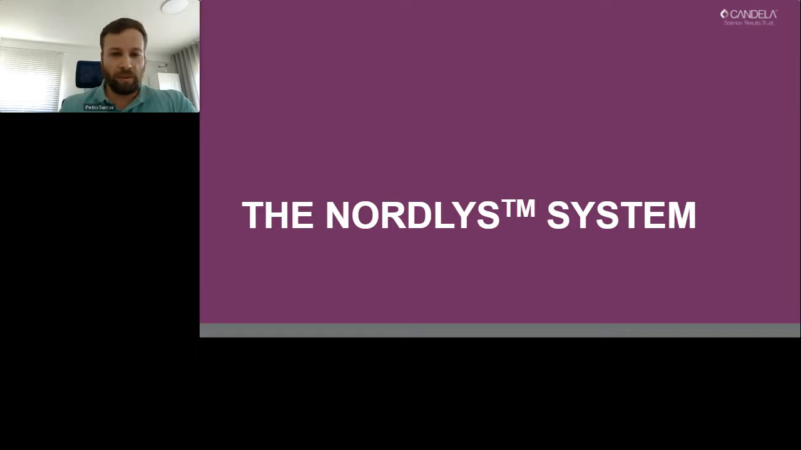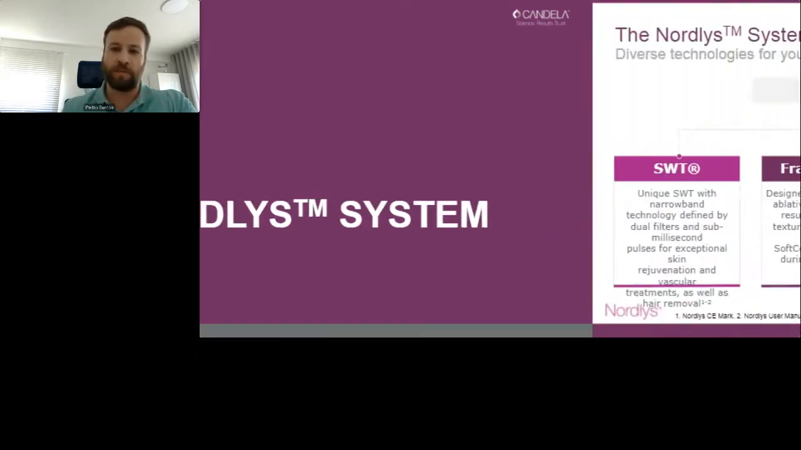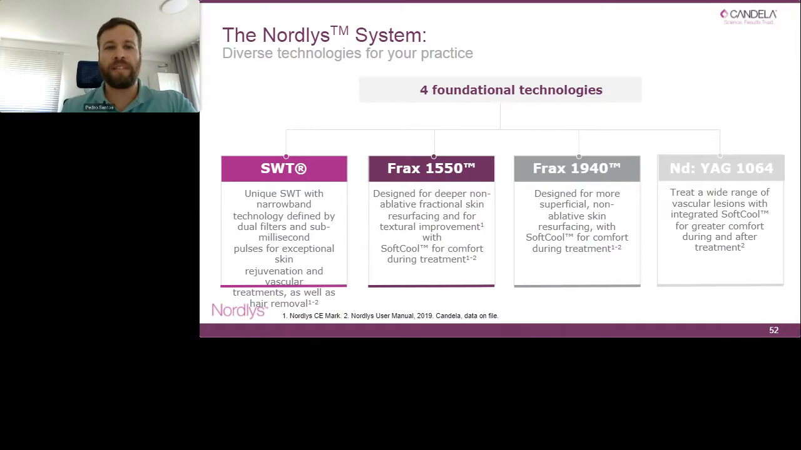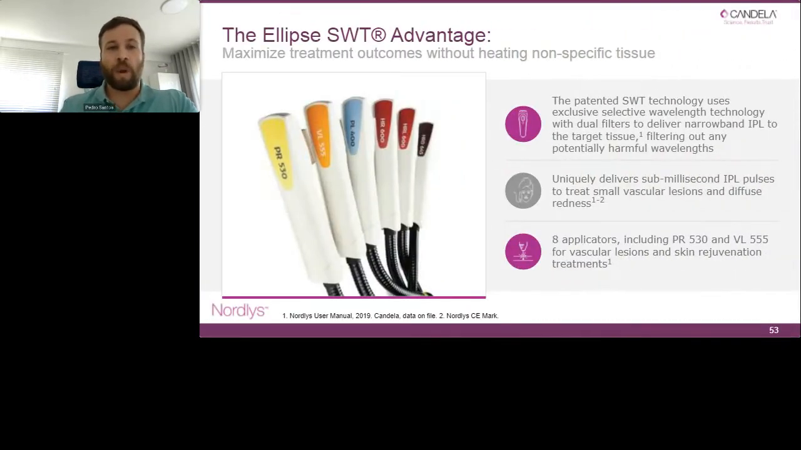We are discussing the use of the Nordlys system treating rosacea, and the Nordlys system has four foundational technologies: the IPL, called SWT, two non-ablative fractional lasers, and an Nd:YAG of 1064. The SWT basically has eight applicators and has two unique features that we will cover to understand why this tool is very important and useful to deal with rosacea.